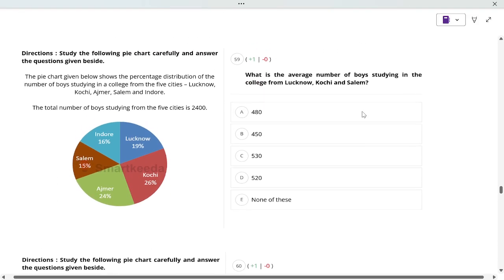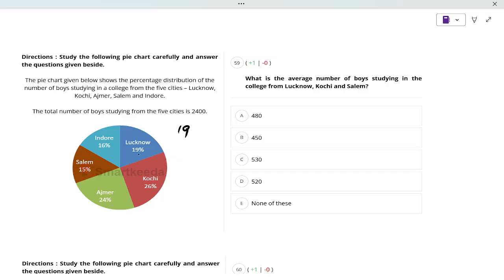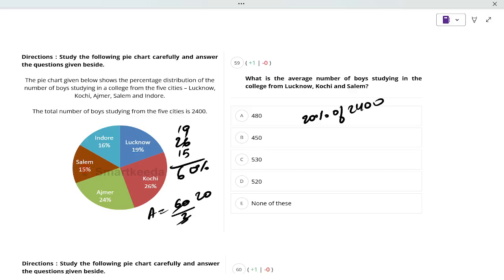Next one, what is the average number of boys studying in college from Lucknow, Guji and Salem? So Lucknow, we have 19. Okay, 19. Guji is 26. Salem is 15. So here we have 20, 2 in hand, and then 4, 6, 60%. So 60% is the total from the 3 cities. However, they're asking us to find the average, so average will be 60 by the total number of cities, which is 3 cities, so 3 twenties, so we need to find 20%. So 20% of 2400 will be 480 only.